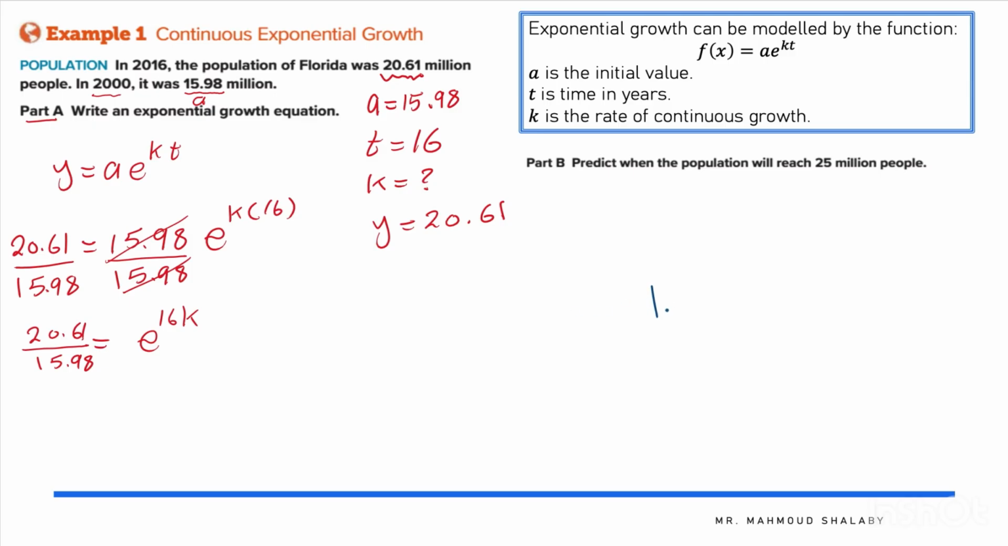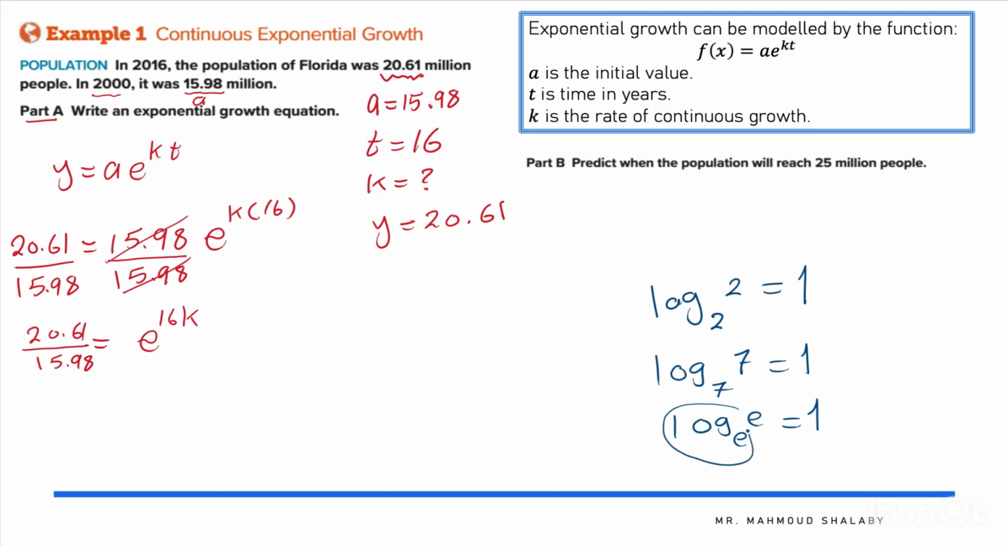So if I have, for example, log base 2 of 2, what is the result? You can try it with the calculator. The answer is 1. But you should remember this was a rule. Log 7 base 7, the answer is 1. So log e to the base e will be 1. However, what is log e to the base e? Yes, it is ln. ln e equals 1.